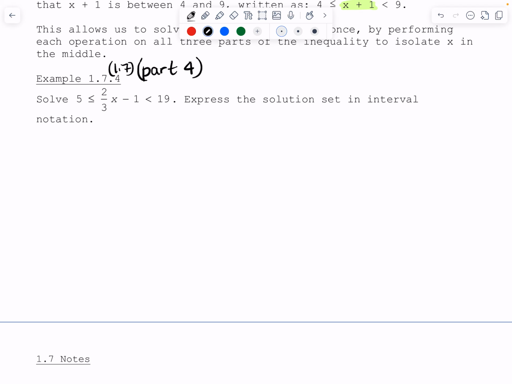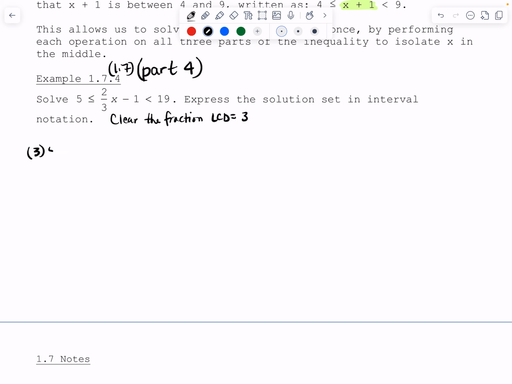So if I look at this one, it says solve 5 is less than or equal to 2/3 x minus 1, which is less than 19. Express the solution set in interval notation. Okay, first of all, I want to clear the fractions. There's only one fraction here, so the LCD, or the lowest common denominator, is quite easy to find because there's only one, which is 3. So I'm going to multiply everybody by 3.